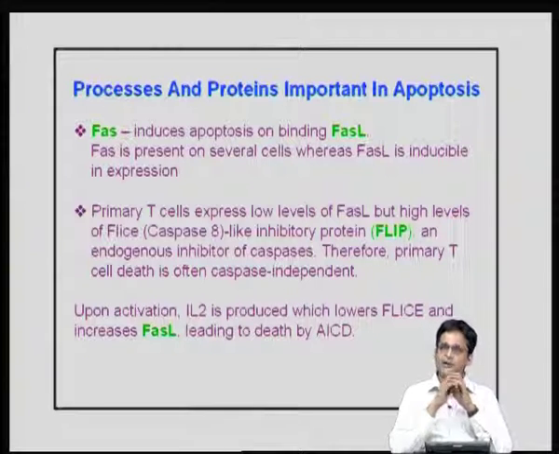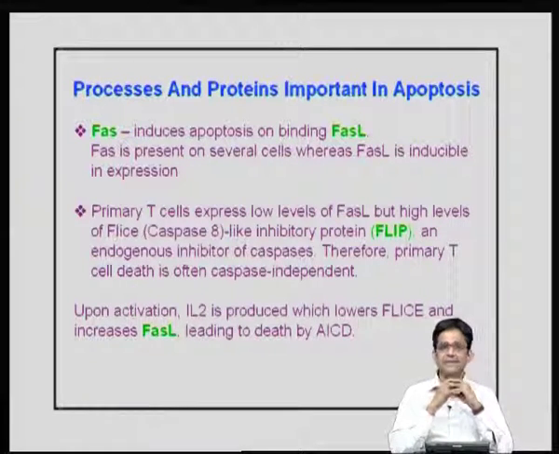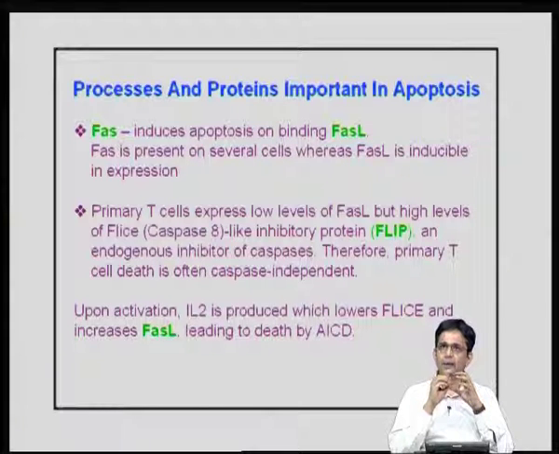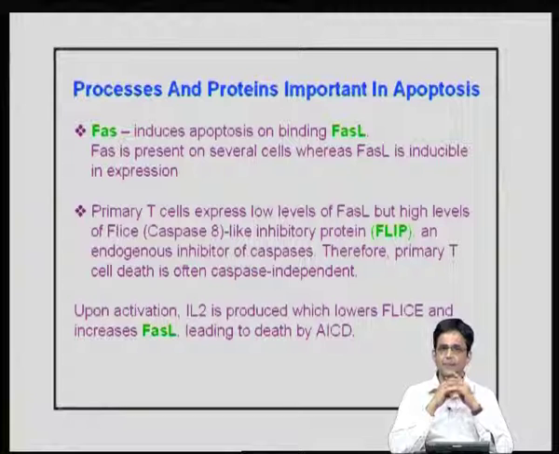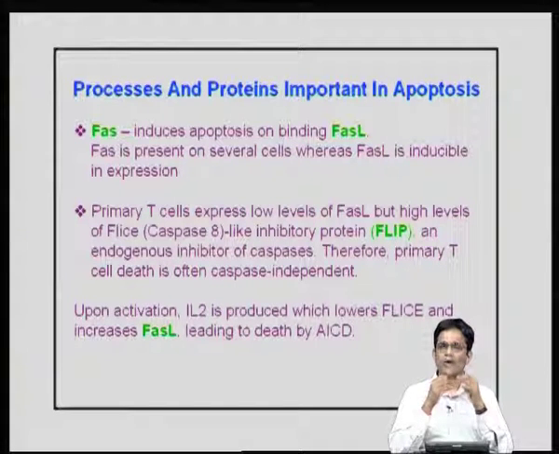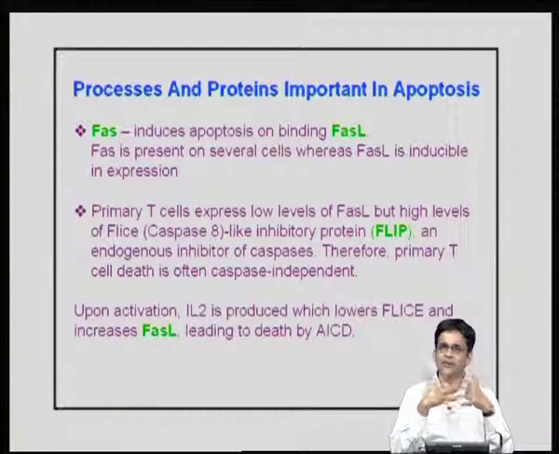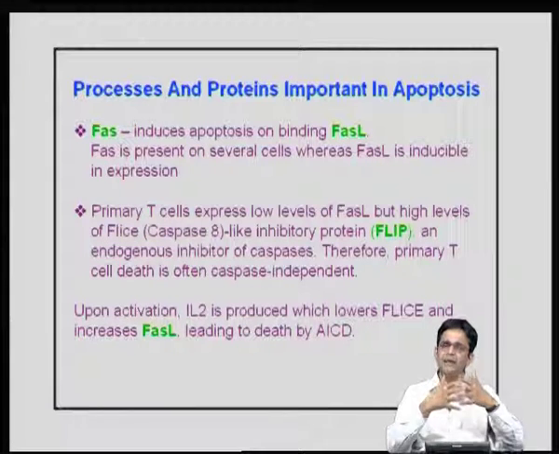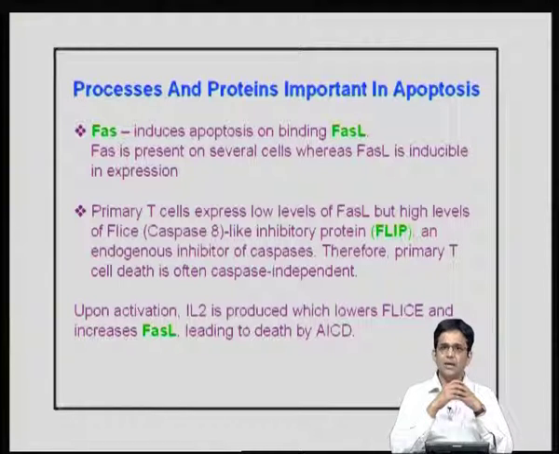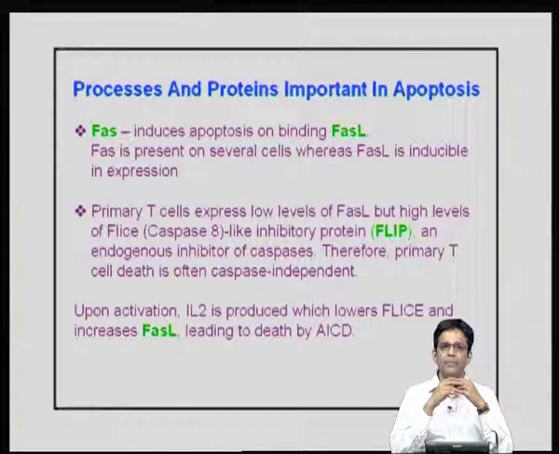Okay, it's also important that primary T cells express low levels of a caspase 8 like inhibitory protein known as FLIP. And therefore, primary T cells often do not die by a caspase dependent mechanism. Often their death is caspase independent. And upon activation, what happens? IL-2 is produced, and this is after 4 to 5 days of being activated in the presence of IL-2. And subsequently, only at a later stage, you have lowering of FLIP levels, and you have an increase in FASL, and which then will now undergo a death by AICD.